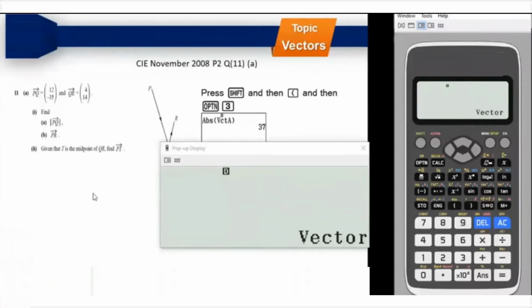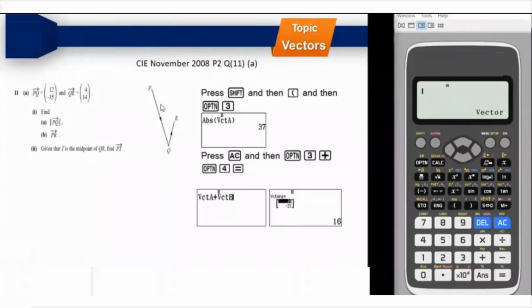The second thing in this particular question is to find the vector PR. I hope everyone is aware of the fact that when you add vectors, you have to follow head to tail rule. In order to follow head to tail rule in this particular case, in order to move from P to R, you will have to add PQ plus QR.